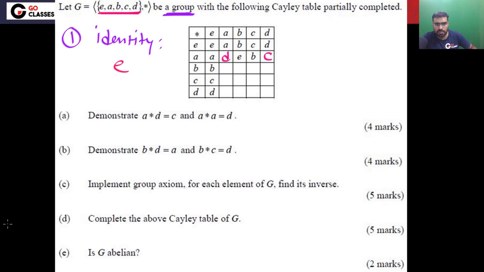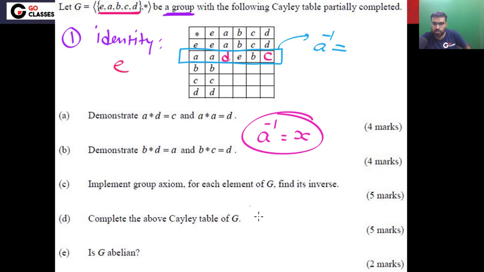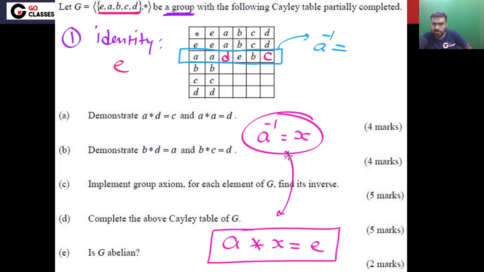Now this is over. Now how to fill the remaining entries? What should I do to fill the remaining entries? You can see the complete row of A is already there. So from here you can easily find the A inverse. Tell me what is the A inverse? Just apply the definition. Let's assume A inverse is X. Then it means that if I do A star X, then that should be E, that should be the identity element, right?